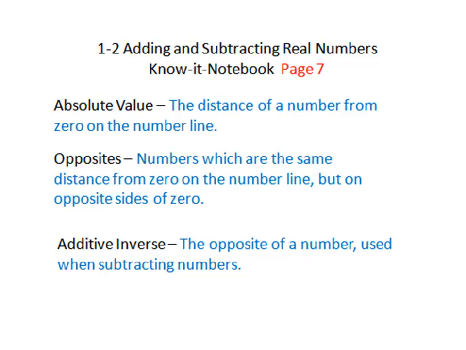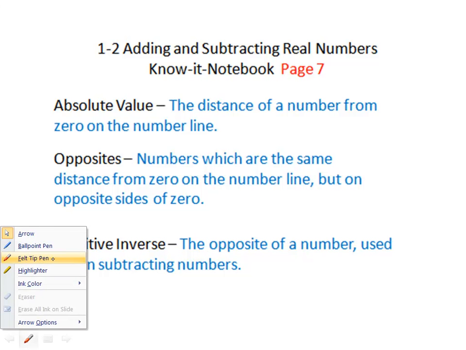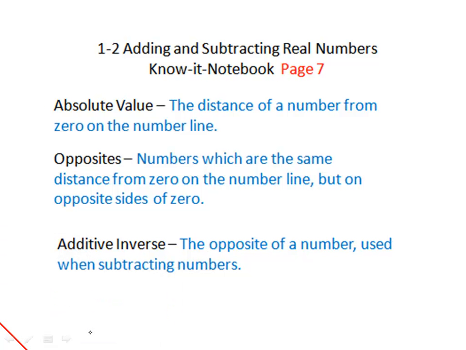You can see we have some notes from our notebook on page 7. Hopefully you're doing well so far. Things are making sense. We're talking first about absolute value, the distance of a number from 0 on the number line.